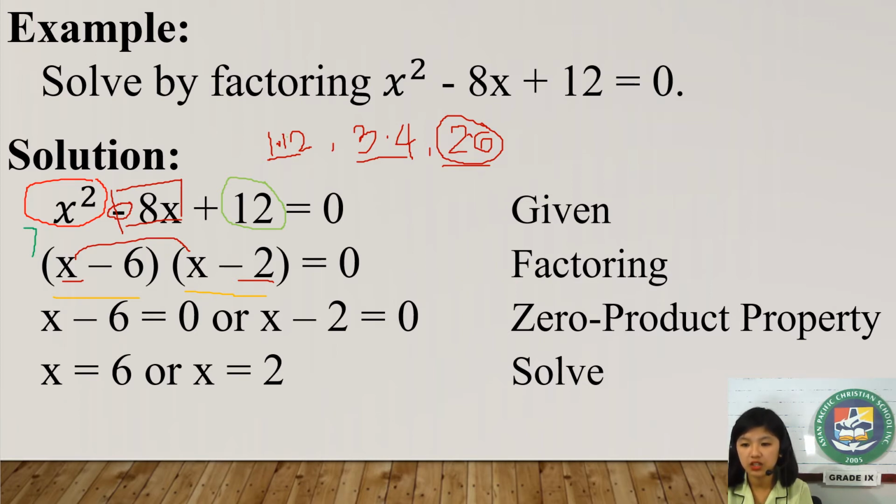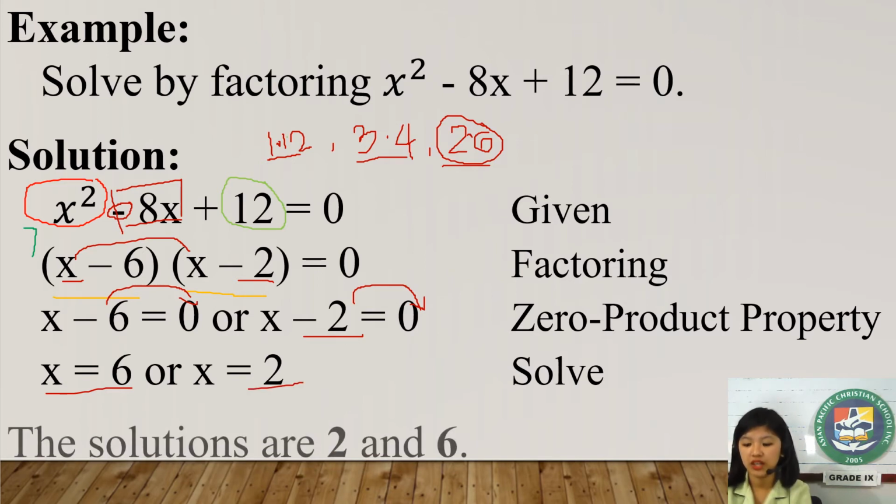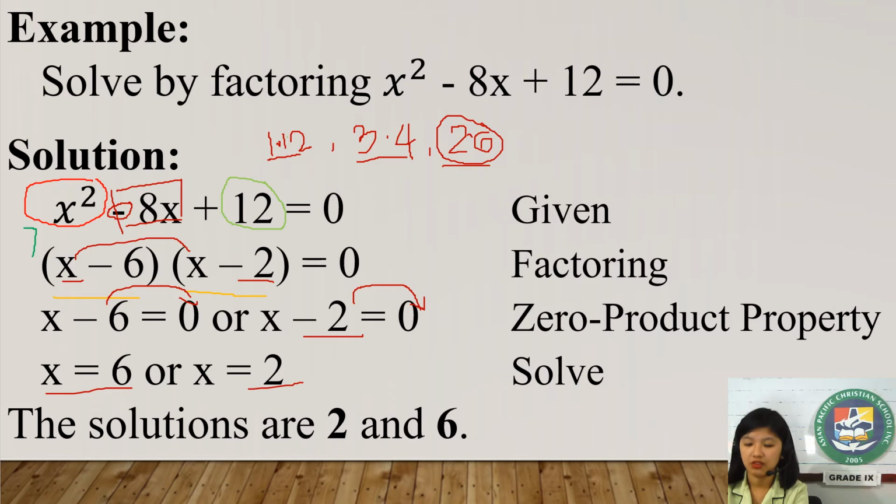So, kapag transpose si negative 6, magiging positive 6. That's why x is equal to 6. Then next, x minus 2 equals 0. So, transpose negative 2, it will be positive 2. So, itong dalawang to, yun yung ating solution set.